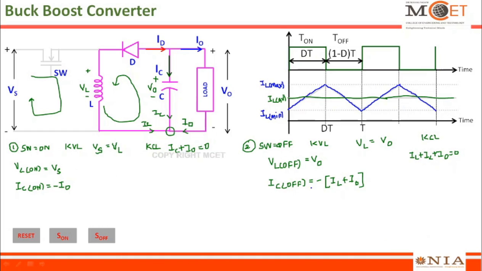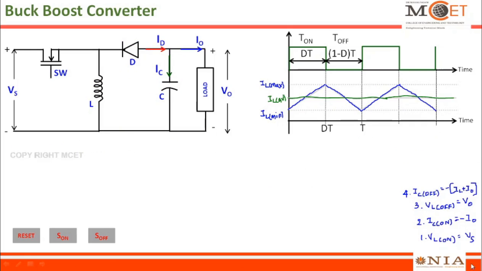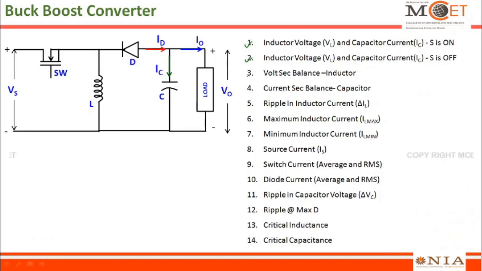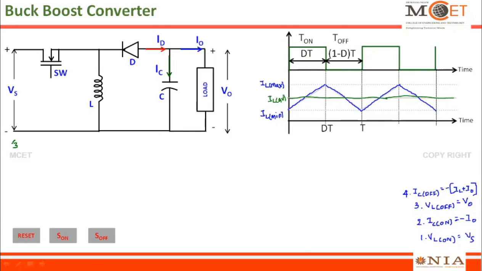Let me write all these four expressions in this corner for easy continuation of my derivations. I have written all these four equations in this corner. Now the next topic of derivation is to derive the expression for volt second balance and current second balance. Let us try to derive these two. First the volt second balance, in the sense VL on into T on plus VL off into T off.